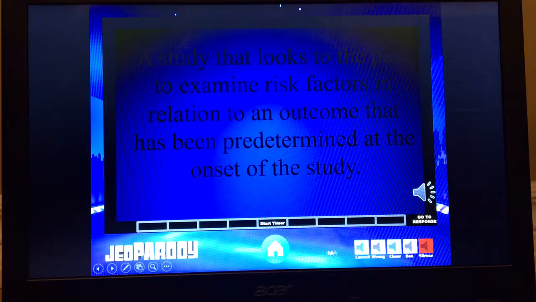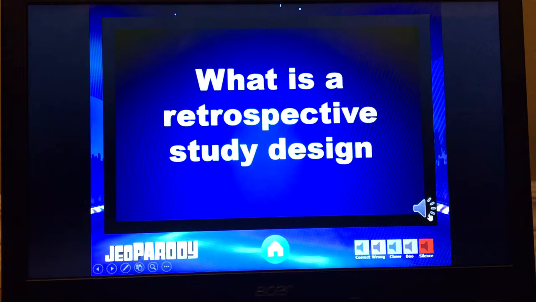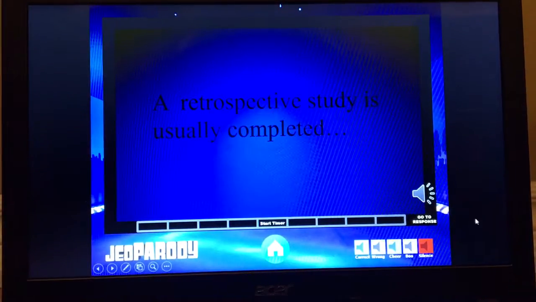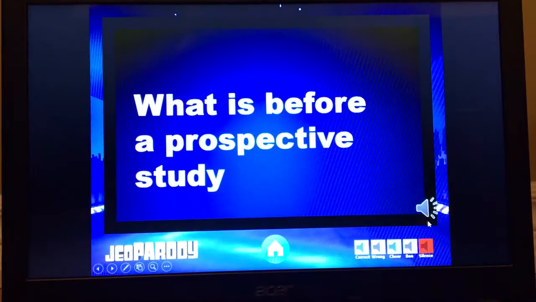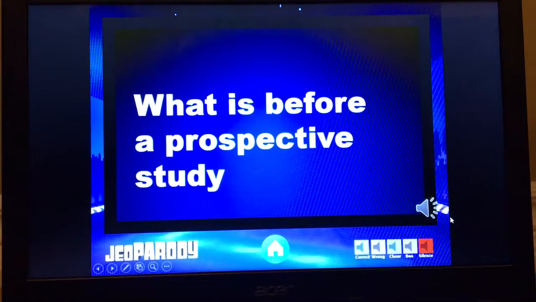A study that looks to the past to examine risk factors in relation to an outcome that has been predetermined at the onset of the study. What is a retrospective study design? A retrospective study is usually completed. What is before a prospective study?